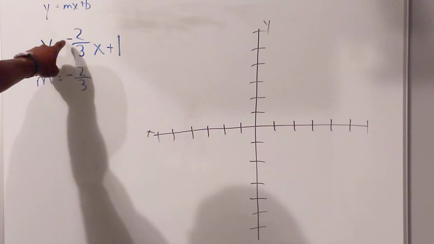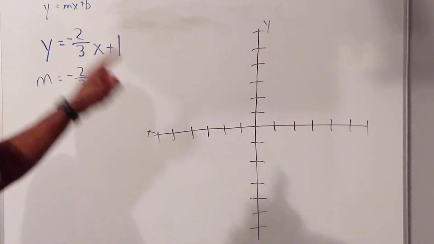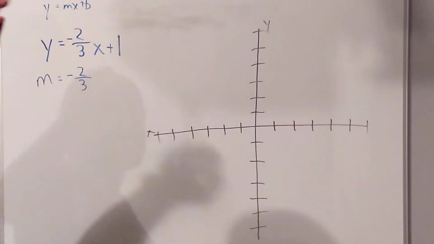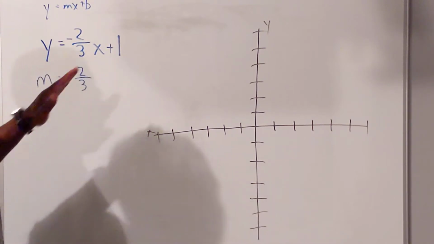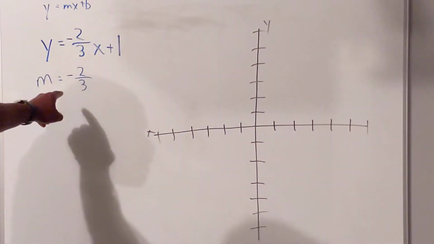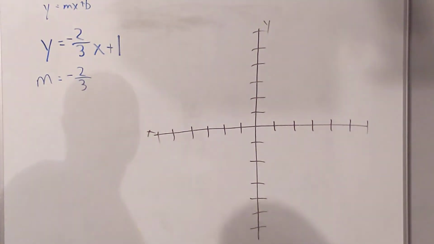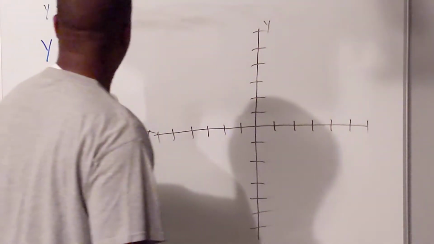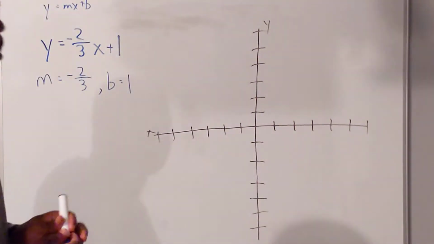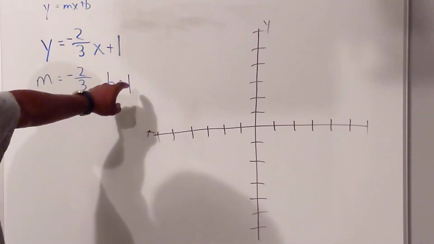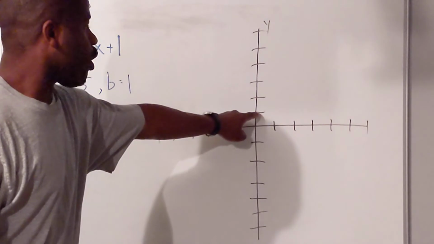As soon as we see this negative, we know that this line is slanting downward from left to right. That's the first thing that we have to notice right here. If it's a positive slope, it would rise from left to right. If it's a negative slope, it would fall from left to right. We have to have that before we do anything. Now, my y-intercept, in this case, is 1. That means it will cross the y-axis at 0 and 1.